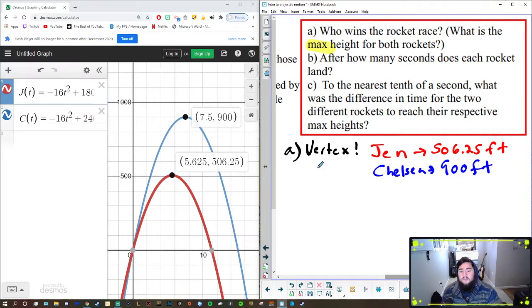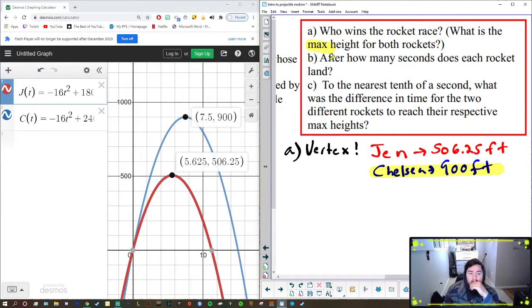Okay? So again, because this is a maximum height, we are looking for y values, and we're looking at the vertex because this shows the highest our rocket will be. And in this case, if we wanted to know who the winner was, the winner would have been Chelsea, because hers went 900 feet, whereas Jen's only went 506 feet.